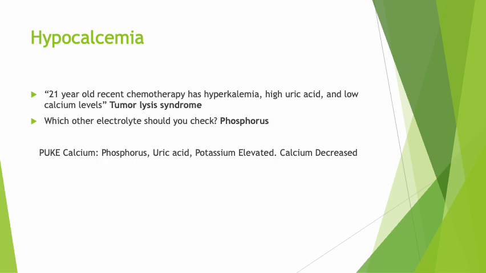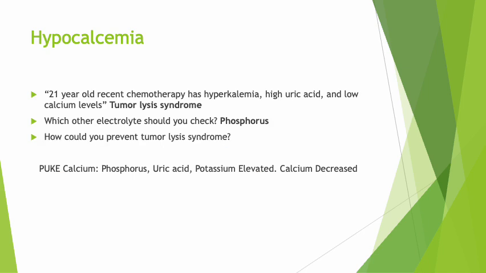So just remember that puke calcium mnemonic, where the E is going to stand for elevated. So this is going to help lump everything that's elevated together. So phosphorus, uric acid, and potassium are all going to be elevated. Calcium is the only one that's going to be decreased. So that can be something to keep in mind when you're selecting things on your exam.